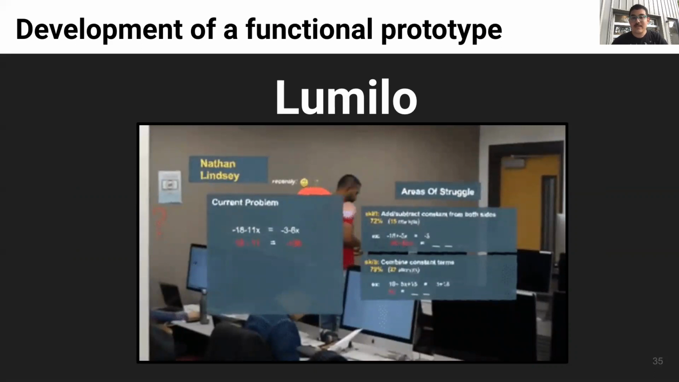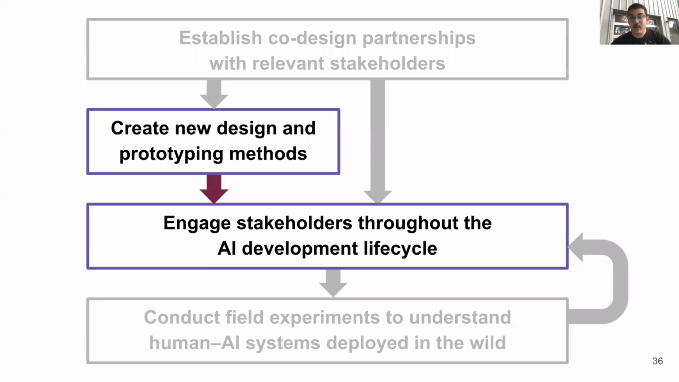So before bringing this prototype into actual classrooms, many open design questions remained. But to support co-design and prototyping at higher fidelity, I needed to create a number of new design and prototyping methods to address challenges in working with data-driven AI systems. So for example, I wanted to involve teachers not just in high-level design decisions about the kinds of information to be presented, but also in shaping the specific algorithms used to drive Lumilo's analytics.